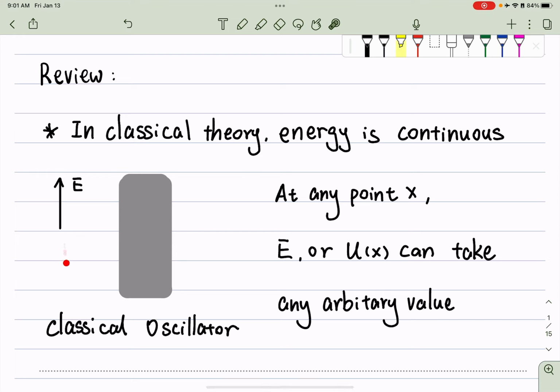On the y-axis, just one dimension, is just the energy. And we see that in the classical oscillator, everything is continuous. Your energy can take any number depending on where your x is, and your x can also take any number.